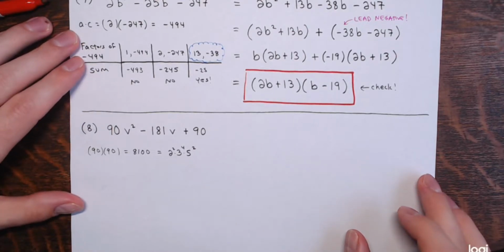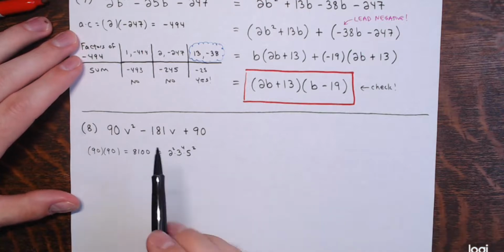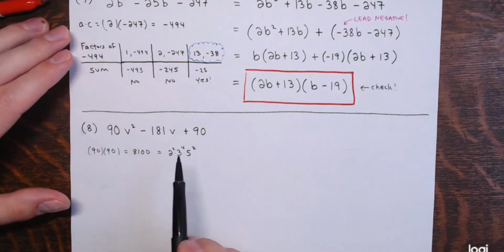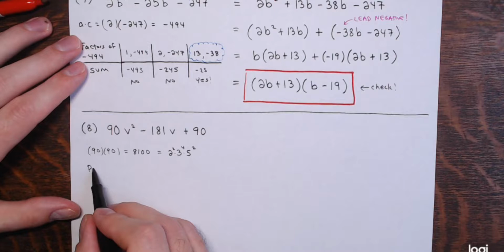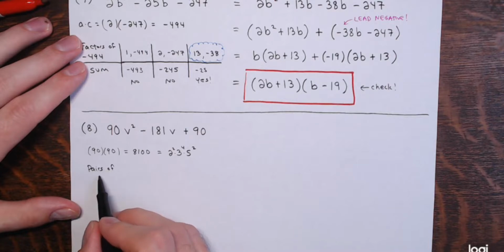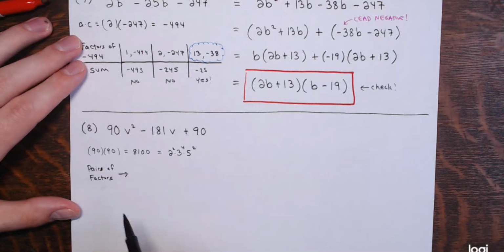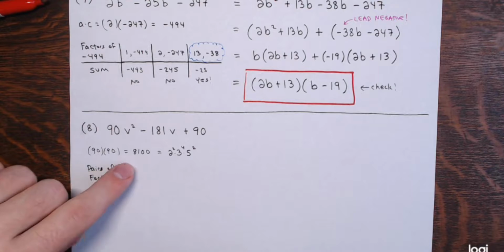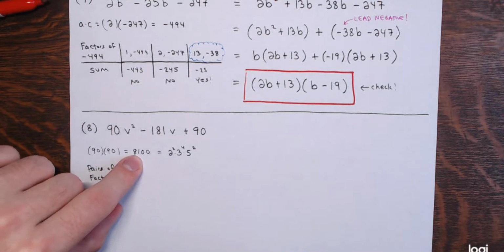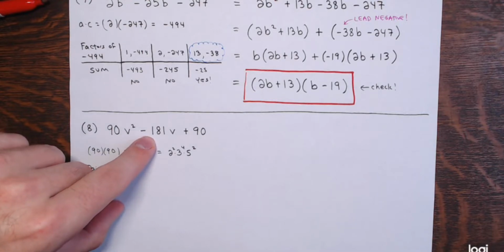And then can I get 9? Now I want negative 181, and I basically said the factors already. I can already see it. The pair of factors, sorry, that I need here. I need two numbers that multiply to be positive 8100, but they need to add to be negative 181.